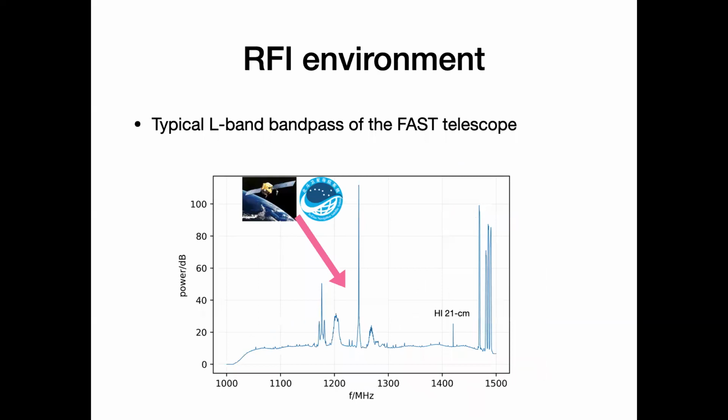As you know, even though FAST is located in a really quiet zone, the RFI environment is not perfect because we have much RFI from satellites, especially from the Beidou navigation satellites of China. You can see that in the RFI environment in the L band there are several spikes here.